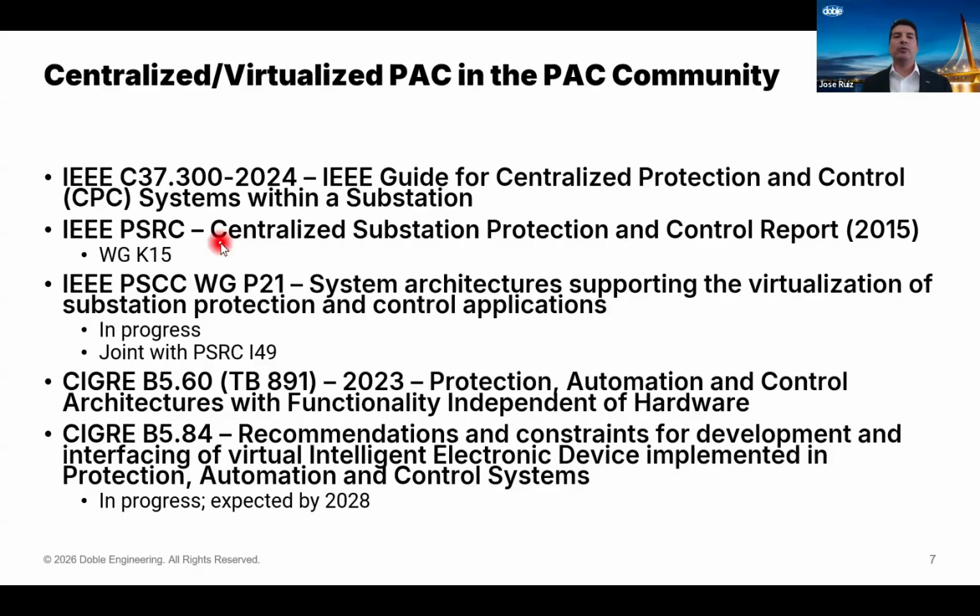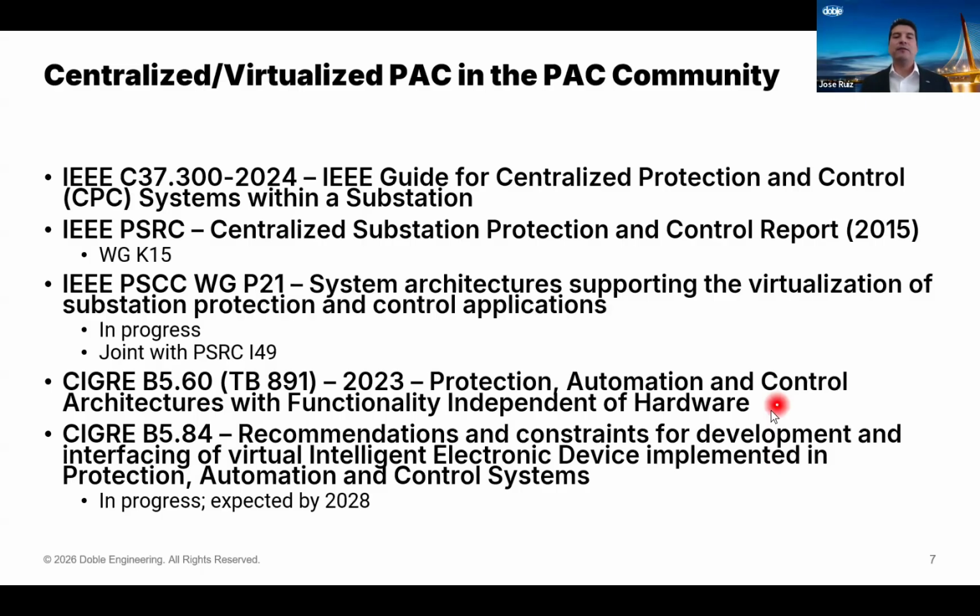Then on the other side of the world, we have CIGRE. And CIGRE released the technical brochure A91 called Protection, Automation, and Control Architectures with Functionality Independent of Hardware. Basically, this technical brochure provides a detailed roadmap for transitioning the electric power industry towards virtualized, hardware-independent architectures, and the findings are positioned as foundational for future standardization and innovation within digital substations and grid automation. So this is a document available today from the CIGRE perspective related to virtualization.